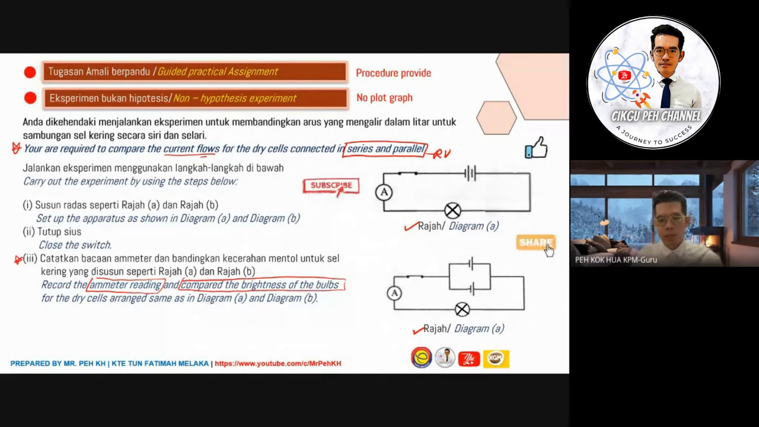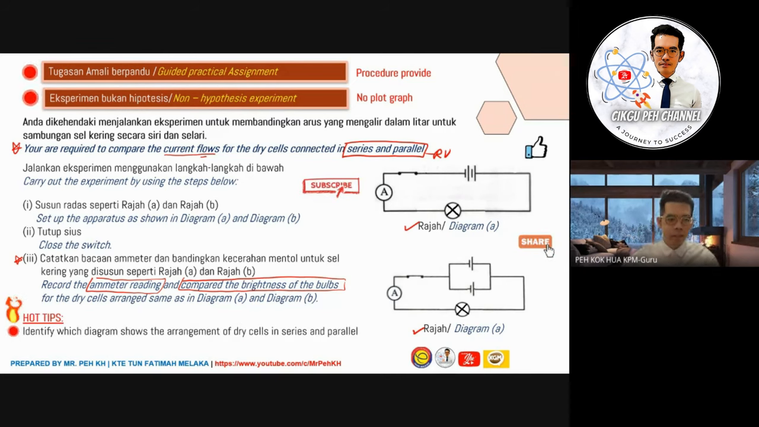As per the discussion just now regarding the theory, we know that dry cells connected in series will provide a higher effective EMF. That means the ammeter reading will be higher for the dry cells arranged in series, so the bulb will also be brighter because the current provided is higher.